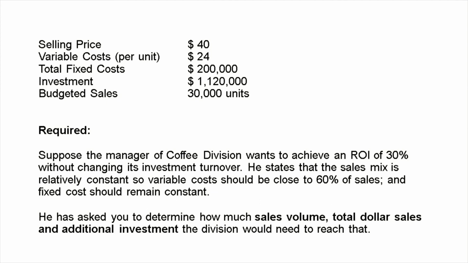In this problem, we are asked to compute for the total sales volume, the total dollar sales, and the additional investment that the coffee division has to make to achieve an ROI of 30% while maintaining its investment turnover. The best way to start in solving this problem is to find the formula in solving the additional sales in US dollars.